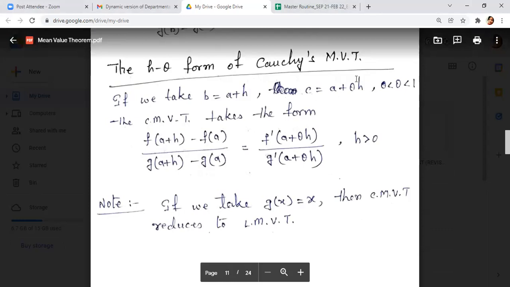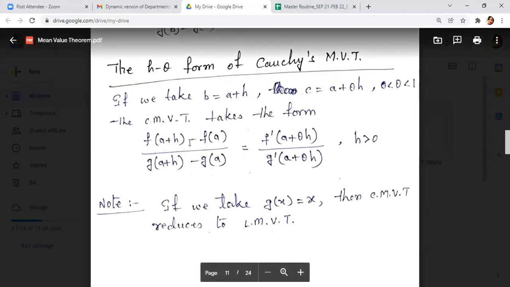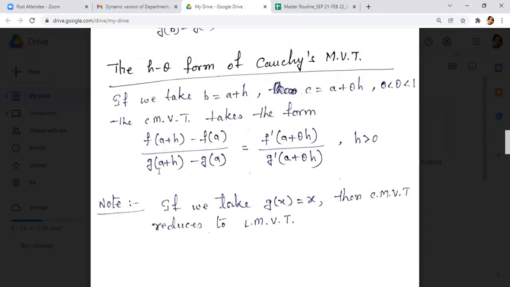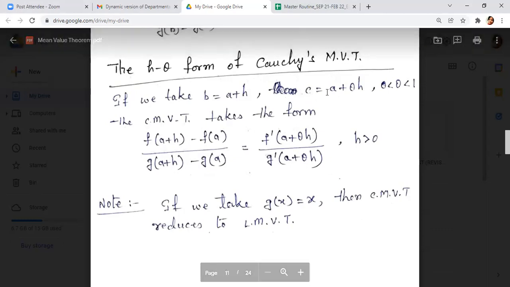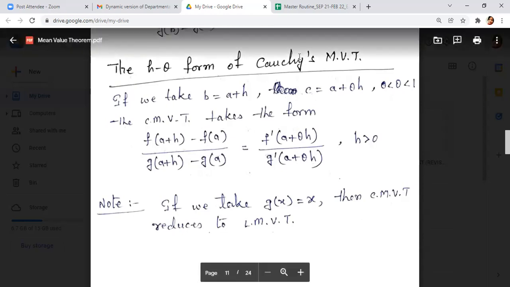So if this be the modification, then CMVT, that is Cauchy's mean value theorem, takes the form: f(b) becomes f(a + h) minus f(a), g(b) becomes g(a + h) minus g(a), and f'(c) since c is a point now a + theta h, so it becomes f'(a + theta h) divided by g'(a + theta h). All right, so this is the form of CMVT as well as the modified one, that is the h-theta form of CMVT.